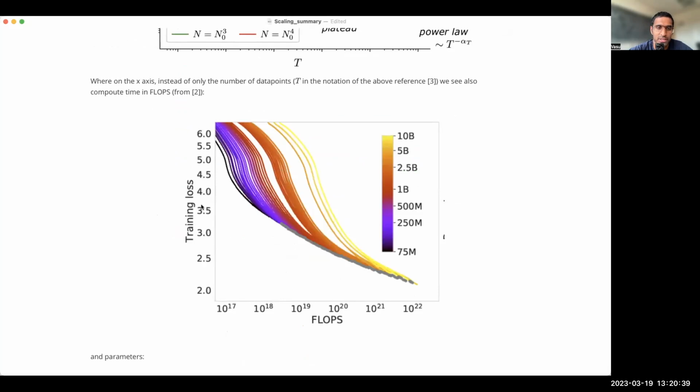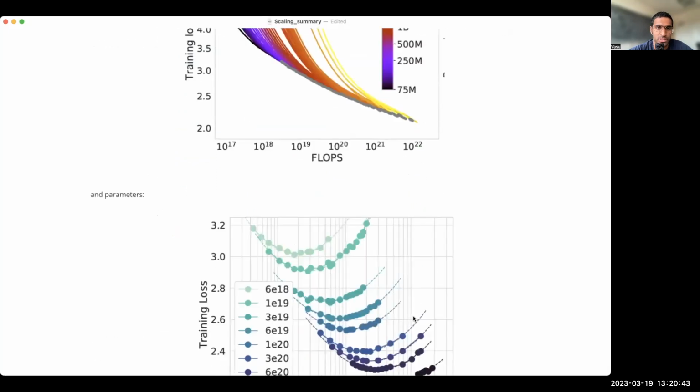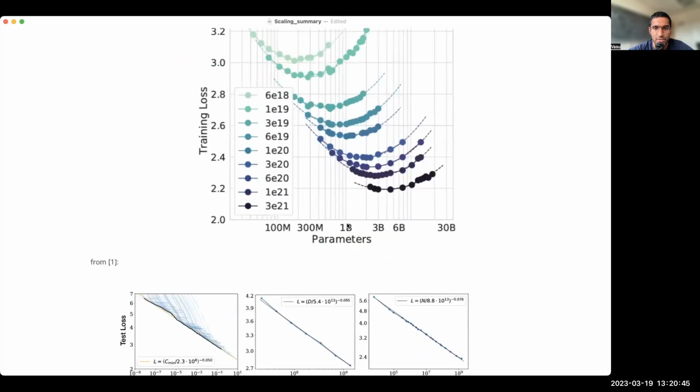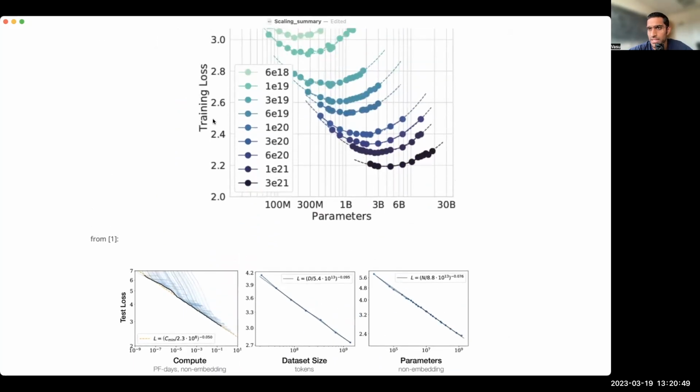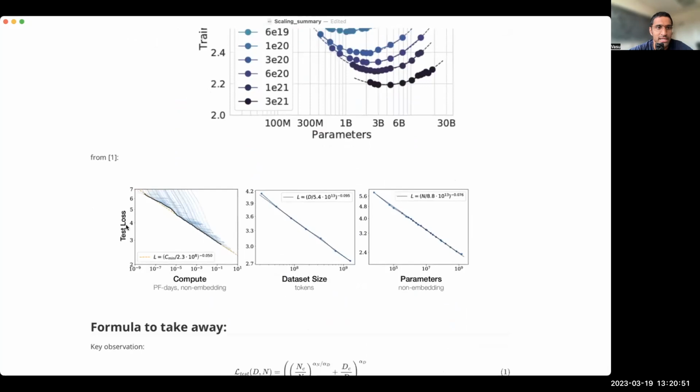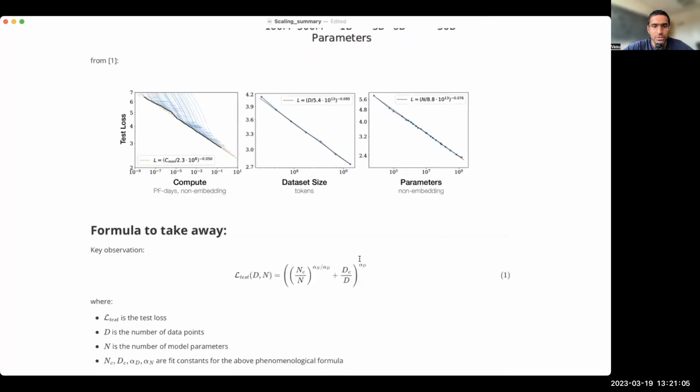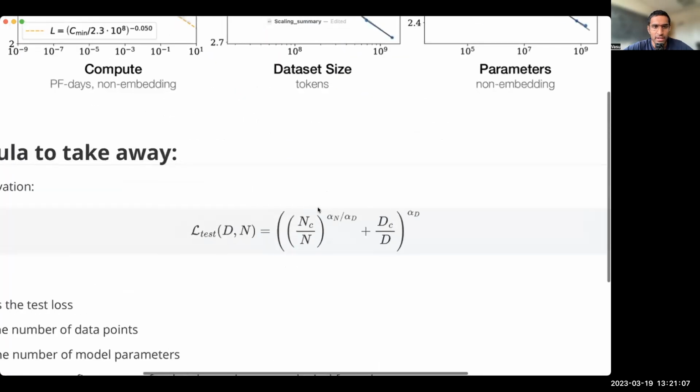So here we're looking at training loss as a function of floating point operations per second. And here we're looking at the number of parameters. And so this is not quite the same as the test loss, but it's the training loss. Nevertheless, here we have the test loss from one of the original references as a function of compute, dataset size, and parameters on a log-log plot. And we're really seeing how these trends work out. And so what's the formulaic takeaway?